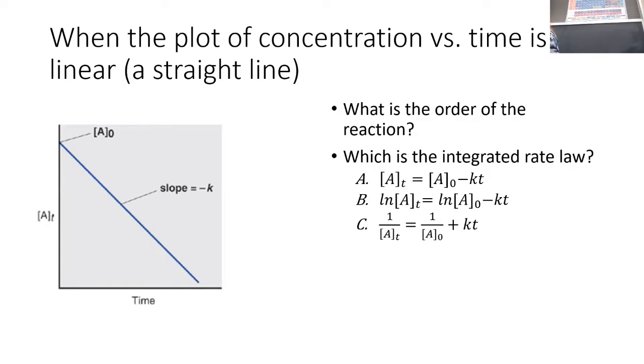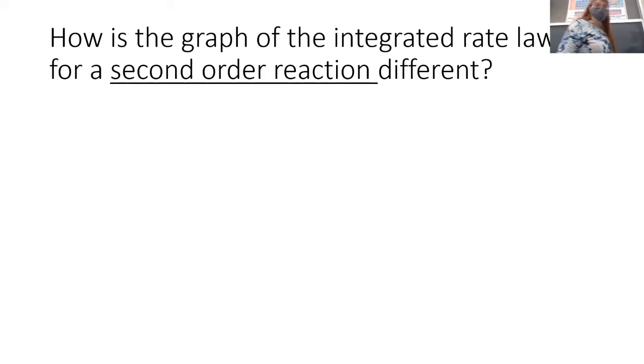How many of you think it's going to be equation A? How many think B? C? All right, so the majority is right. Yeah, this is a description of this graph. So this is the y-axis, A at time t, and this is the slope, negative k, and t is the x-axis. Okay. All right, so next question, I'm telling you it's second order.